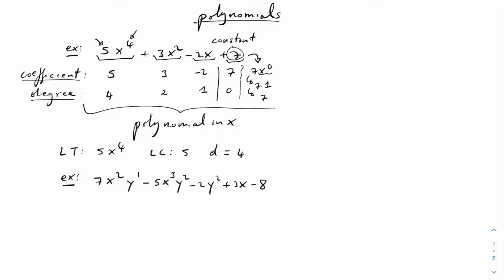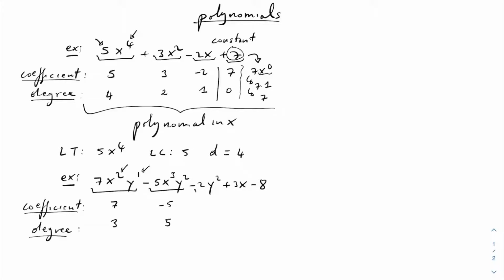For the first one here, the coefficient is going to be, again, still the number that's sitting in front of the variables. This is going to be 7. But the degree here is going to be a little bit different. So the degree of this particular term is going to be the sum of all the exponents or powers sitting on top of the variables. So you're going to have 2 here sitting on top of x, and then you're going to have 1 sitting on top of y. So the degree for this term is going to be 2 plus 1, which is going to be 3. Our next term is going to have a coefficient of negative 5, and the degree is going to be, of course, 3 plus 2, which is going to be 5.